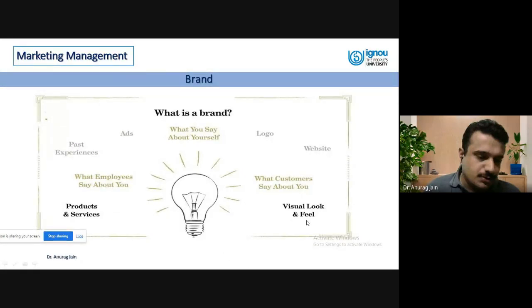It gives a visual look and feel, and it can be a combination of past experiences, advertisement, logo, website, the image which is over there in your mind. All this combinedly shapes a brand. So brand is something which is not physical, it is intangible. It is an identity or image which has been created in the minds of your consumers. It is more about associations, more about stories which are over there in your mind. And that is the reason I would bet on this thing.